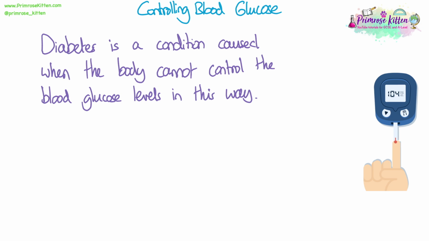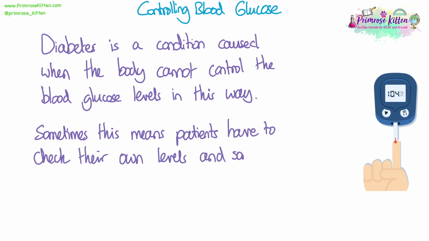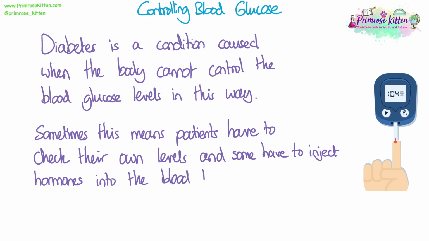In people where this doesn't happen properly or normally, then we have a condition called diabetes. So diabetes is a condition caused by the fact that the body cannot control the blood glucose levels in this way properly. Sometimes this means patients have to check their own blood glucose levels because maybe the receptors are not working, or you need to know how much blood glucose levels are. And then sometimes that means they have to inject their own hormones into the blood themselves because their pancreas isn't able to do that for them.